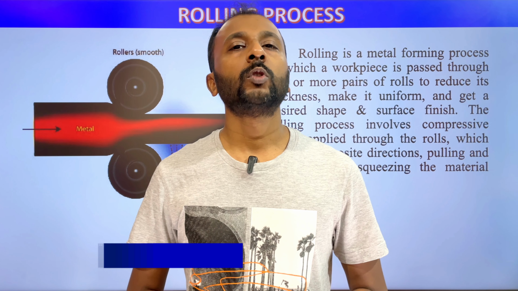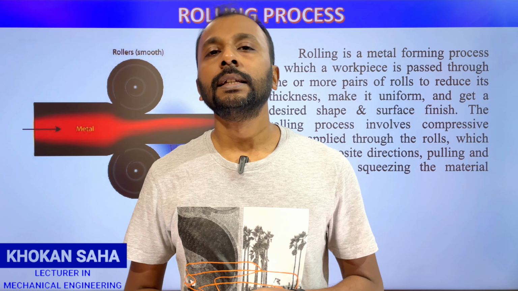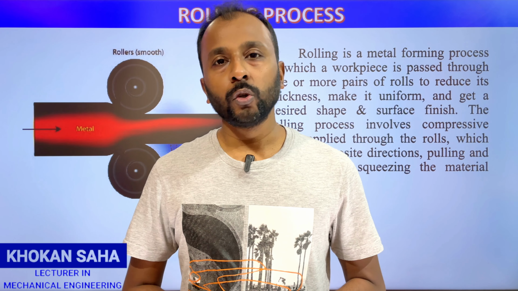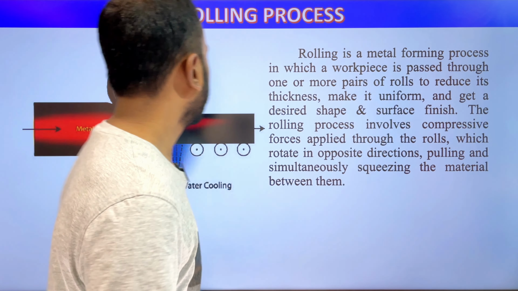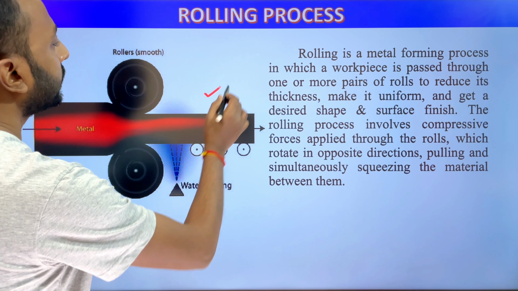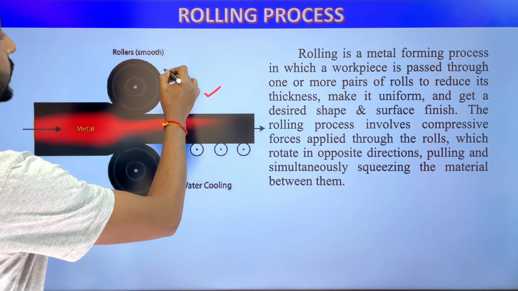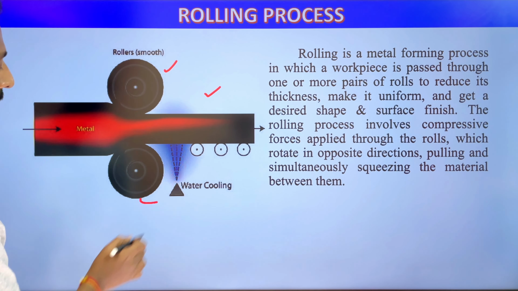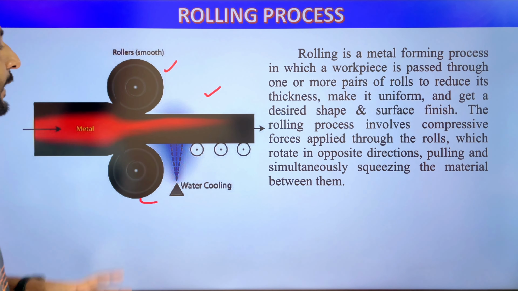In this video, I will be explaining the rolling process. Rolling is a metal forming process where we deform any kind of material to a desired shape using two or more rollers. The material may be hot or cold. In this figure, we can see the rolling process. Here, one pair of rollers is used. Here is one roller and here is the second roller. The roller surface is smooth, the periphery is smooth.